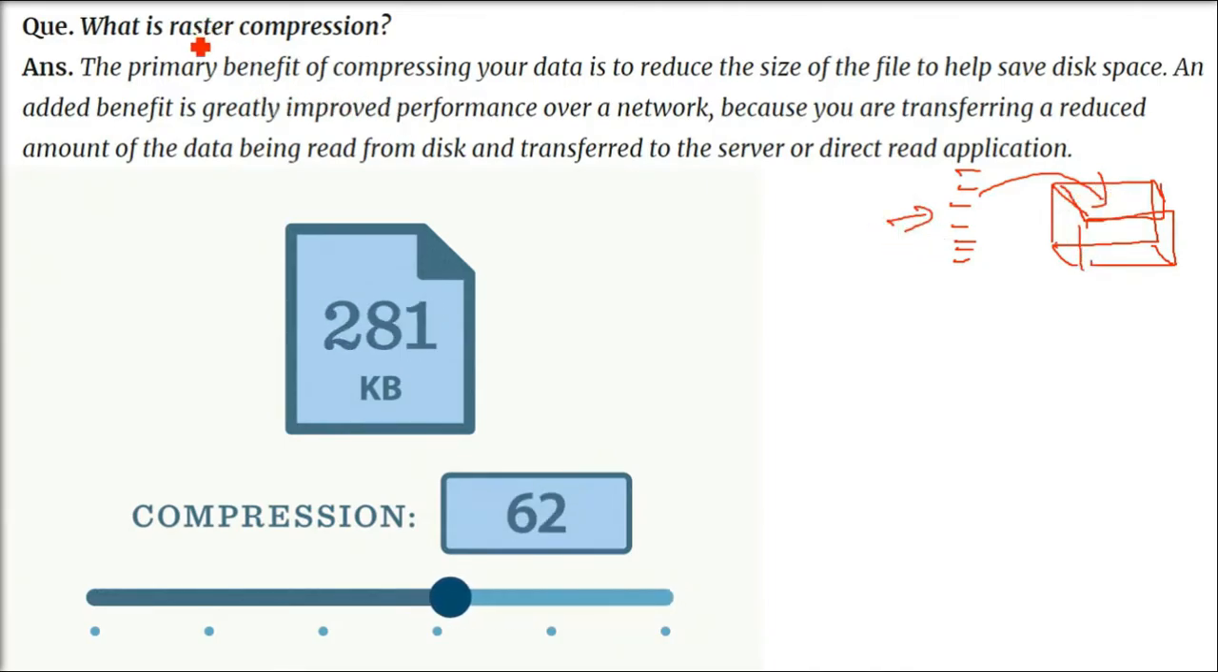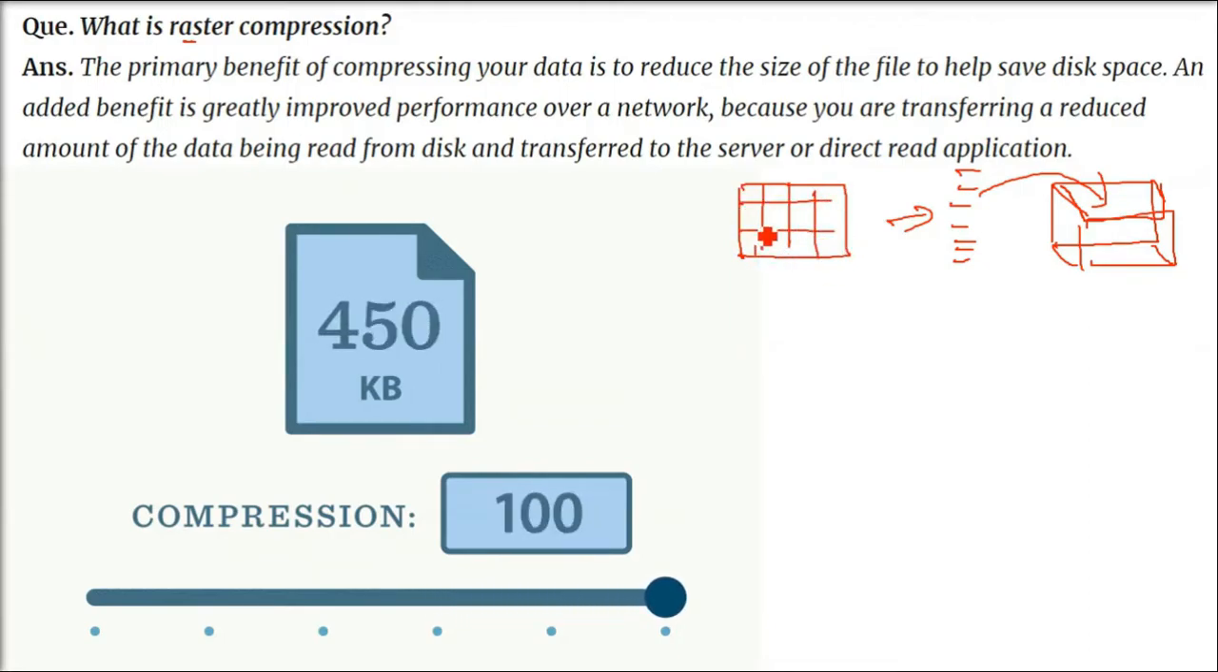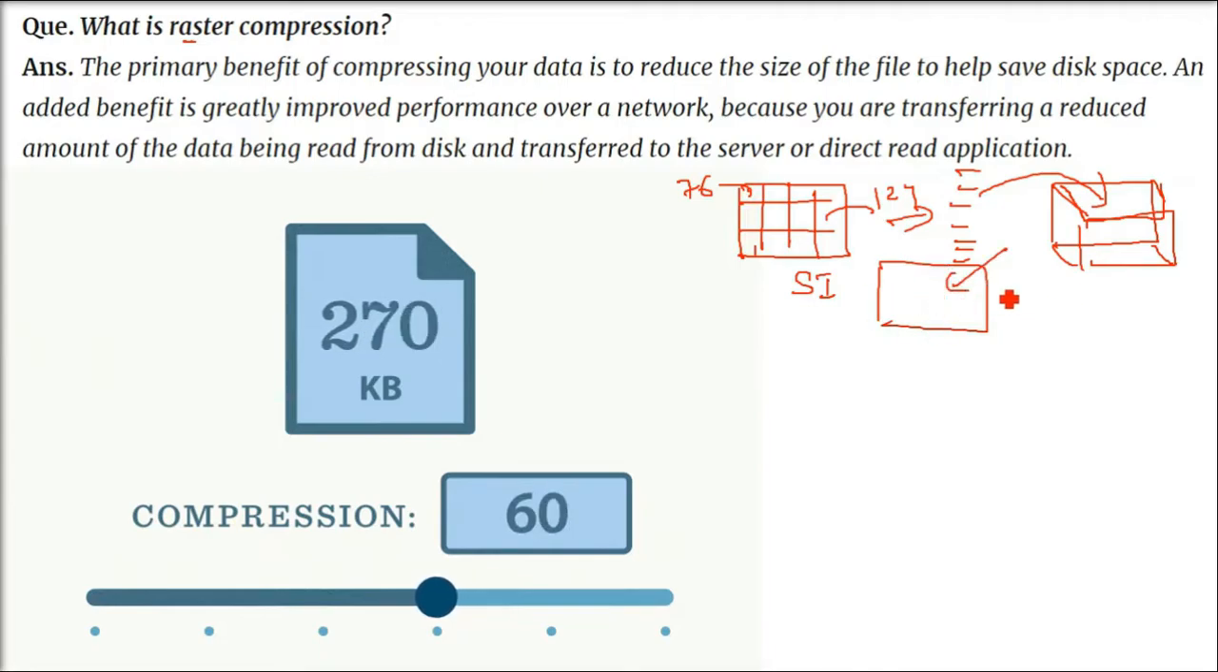So raster is a grid. It's a two-dimensional representation of the digital values or brightness values that correspond to an image. So raster compression: the primary benefit of compressing your data is to reduce the size of the file to help save disk space. A raster has certain information, and this information may be redundant also, repetitive also. So why not use this redundancy or repetitiveness and shorten it? The added benefit is greatly improved performance over a network, because you are transferring a reduced amount of data.